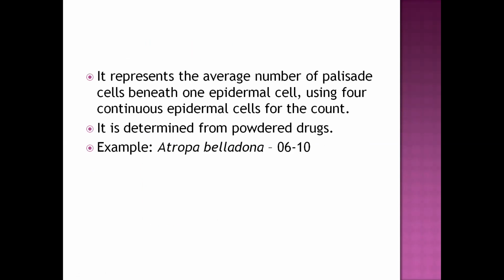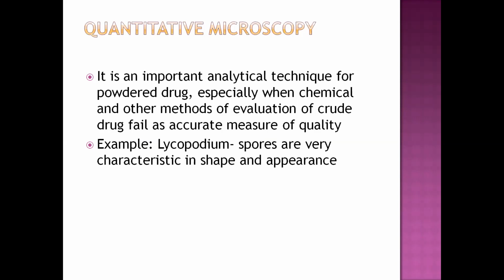Using 4 continuous epidermal cells for the count. आपको count के लिए 4 epidermal cells continuous में चाहिए, and it is determined from the powder drug. So palisade ratio you can calculate from the powder drug. For example, in Atropa belladonna it is 6 to 10.